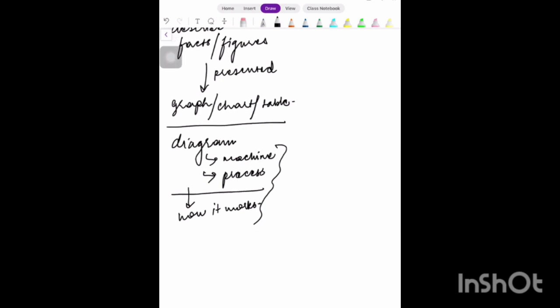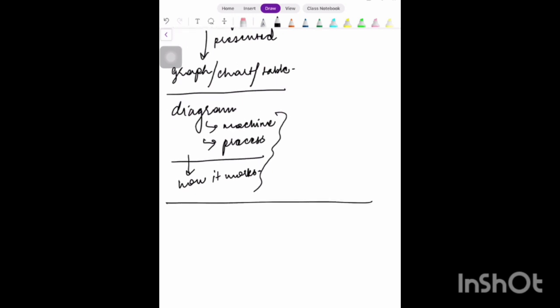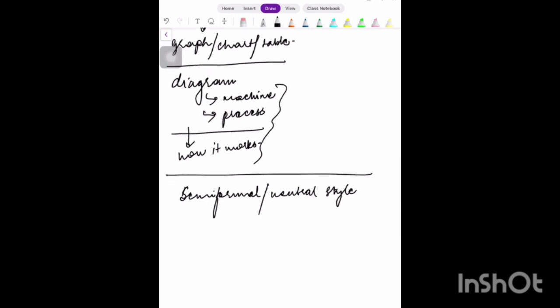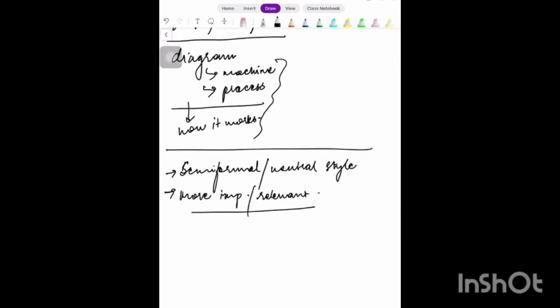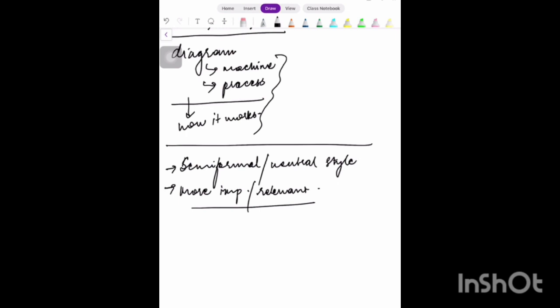One should use an academic, semi-formal or neutral style of writing, and include only the most important, most relevant points in the diagram. You do not have to write any other bigger picture in this. Write only the most relevant points related to the diagram or the graph, and some minor points or details may be left out.